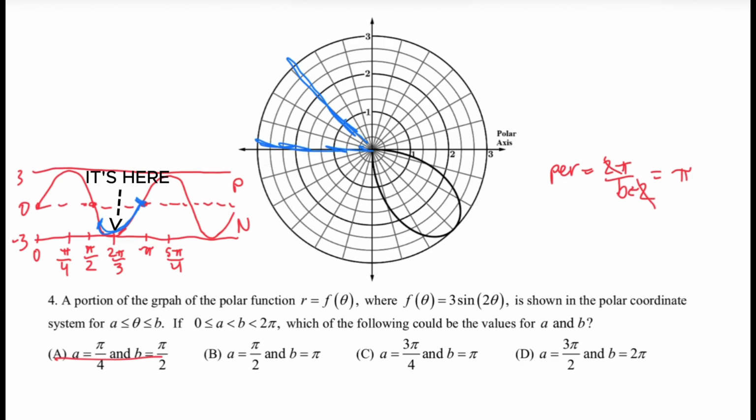So we have this section, but it's going to reflect. So it should be this section right here. But that's only half of the graph we see. It doesn't cover this half at all, so C is wrong.